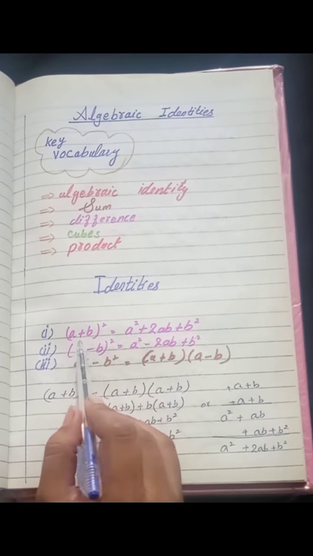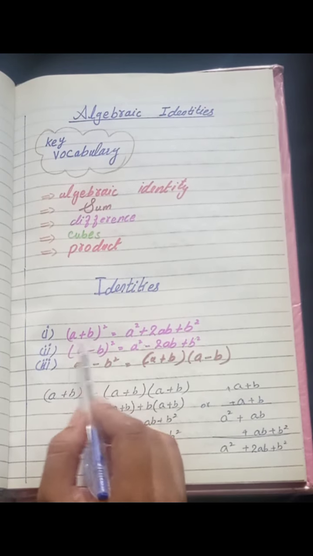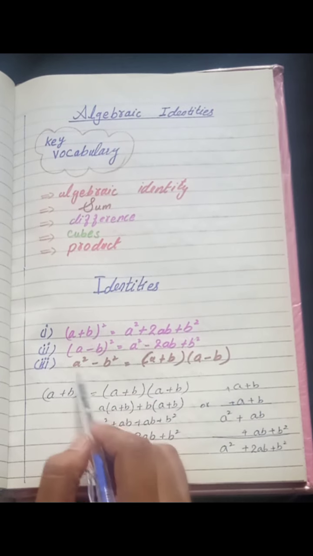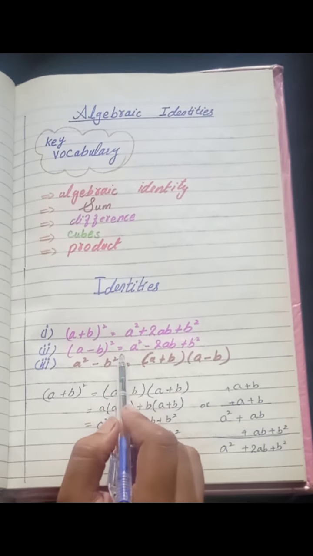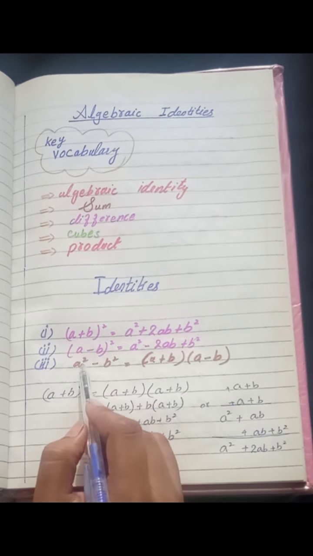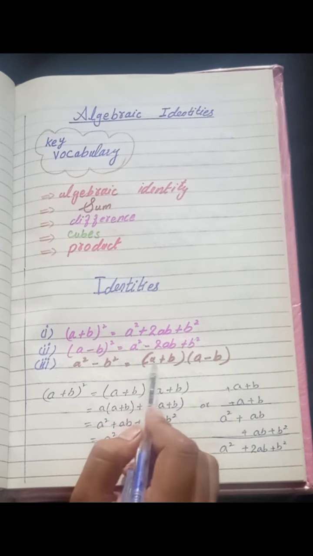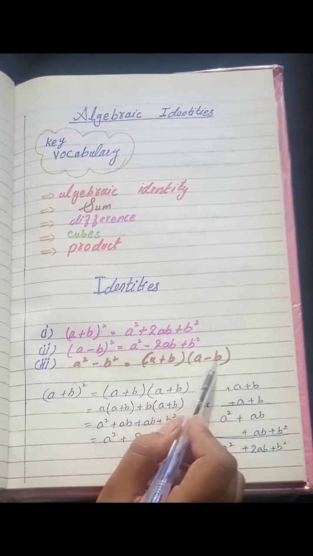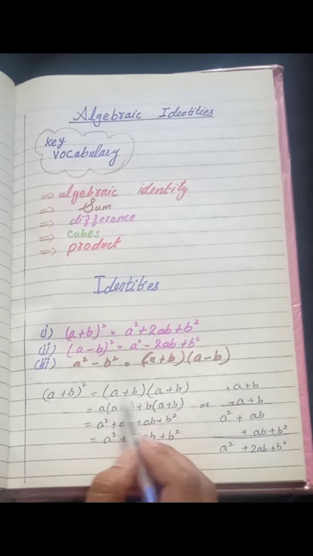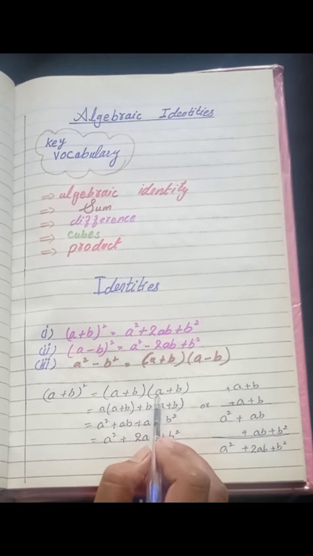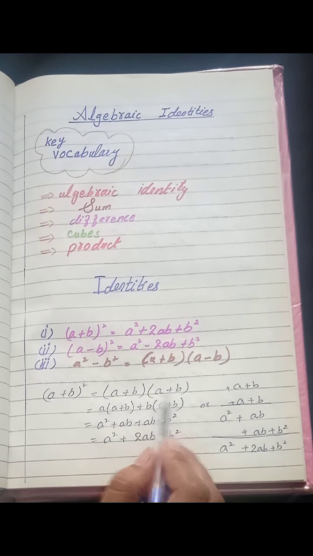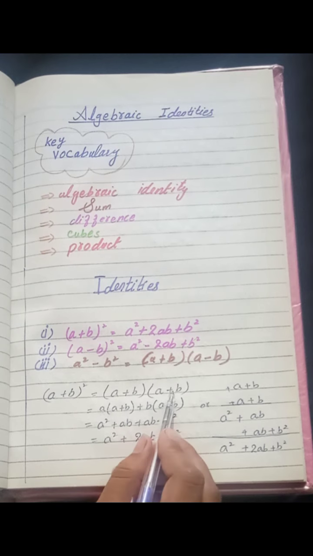So the first identity we have is (a plus b) whole square, which is equal to a square plus 2ab plus b square. Similarly, (a minus b) whole square is equal to a square minus 2ab plus b square. Similarly, we have a square minus b square, which is equal to (a plus b) and (a minus b). If we talk about (a plus b) whole square, it means we multiply a plus b with a plus b.